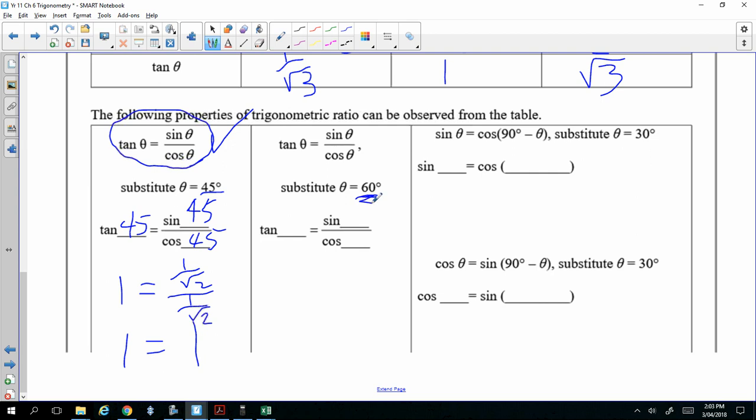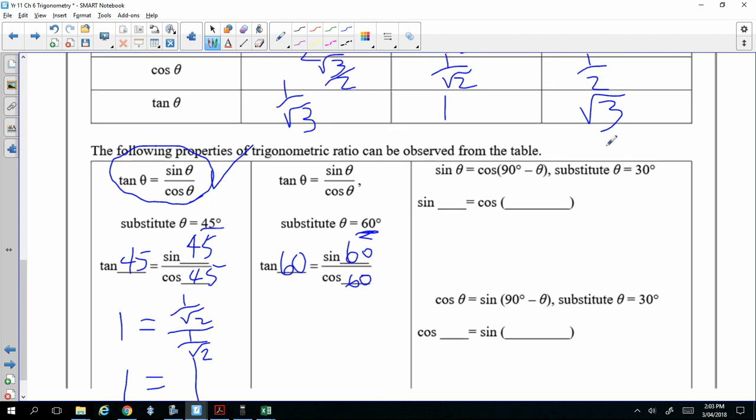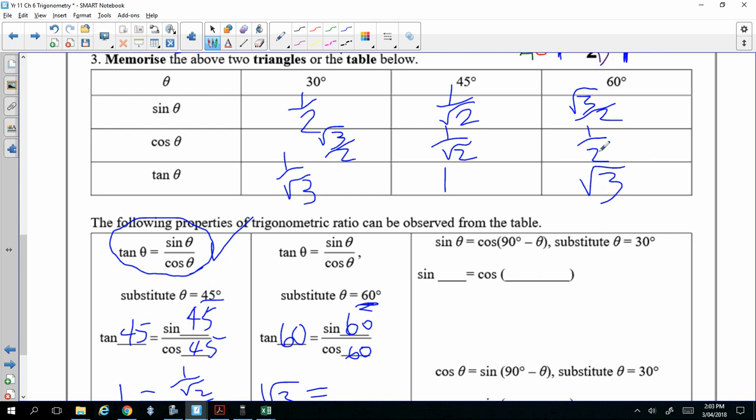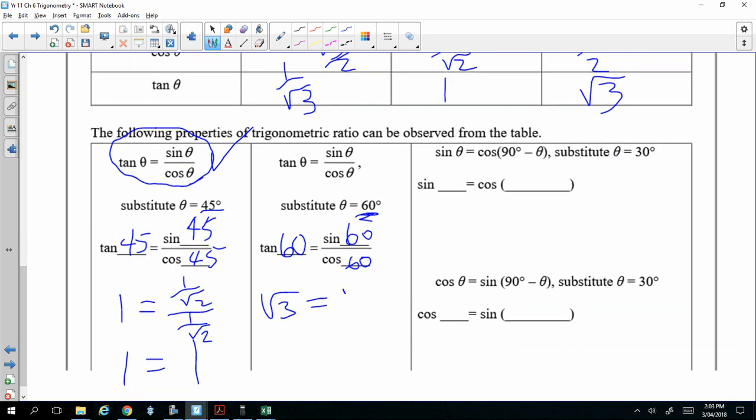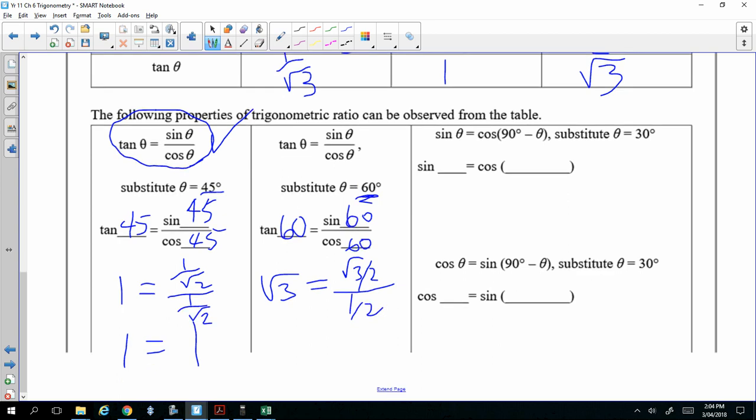So if I go tan 60 is equal to sine 60 over cos 60. What's tan 60? Root 3. Is it the same as sine 60, which is root 3 over 2, over half? Root 3 over 2 divided by half. How do you divide by half? Times by the reciprocal. And the 2s cancel. You do get root 3, isn't it? So it's consistent with our knowledge about these formulas. This table was just drawn up.